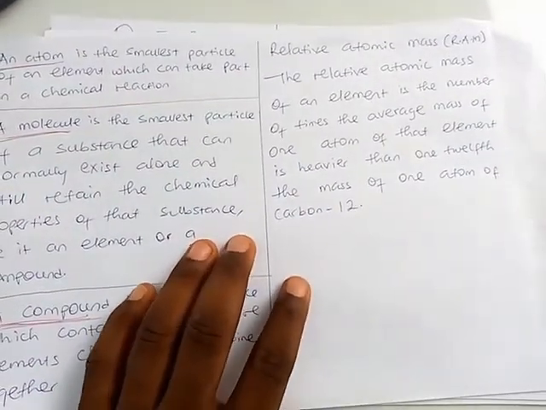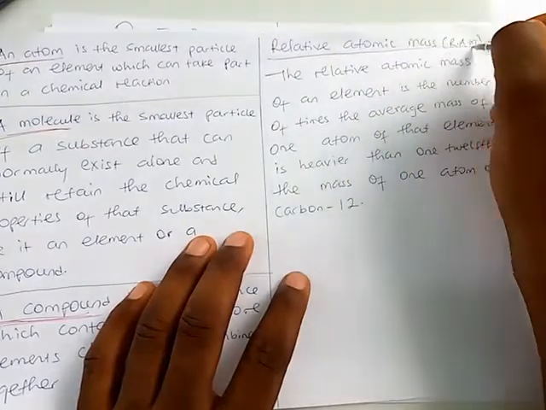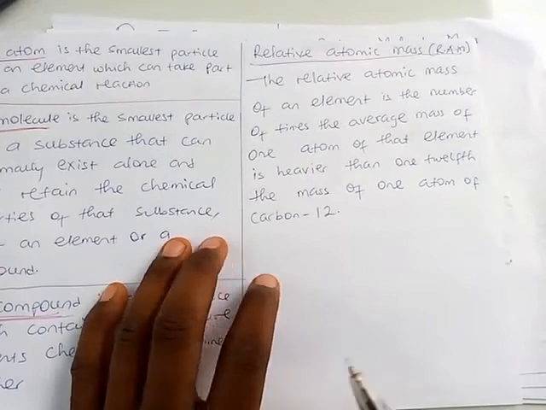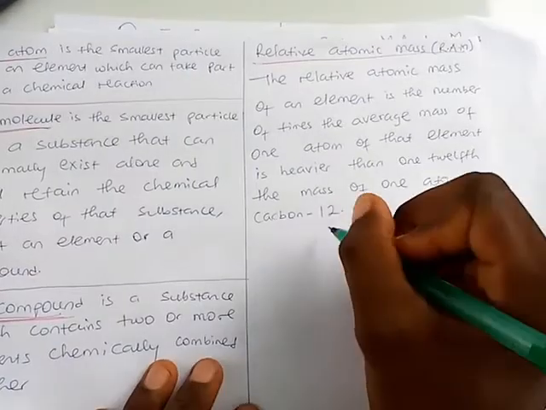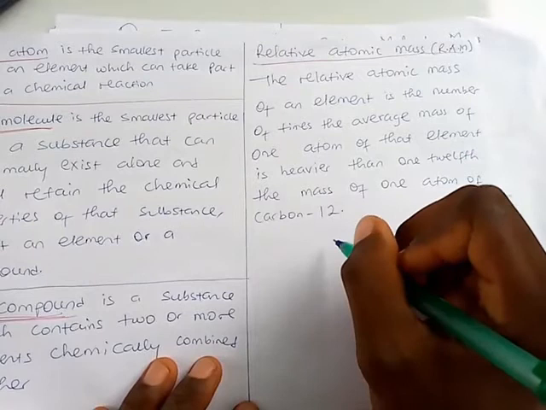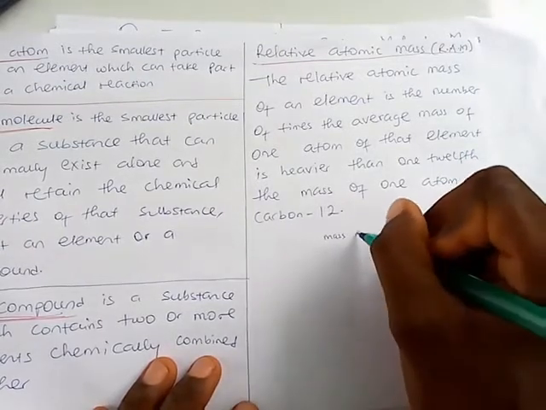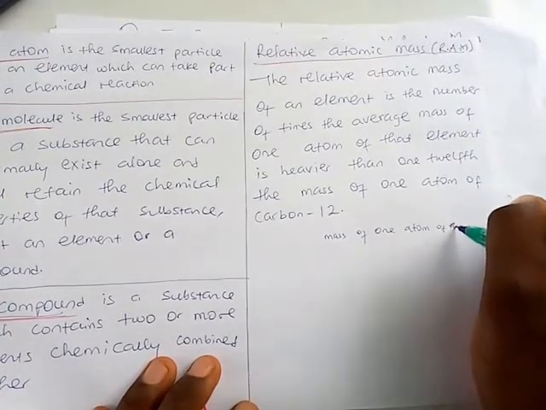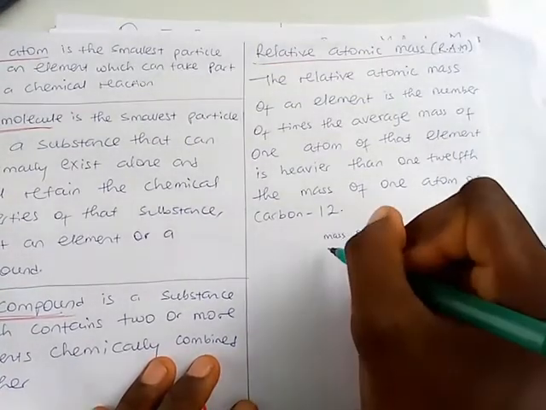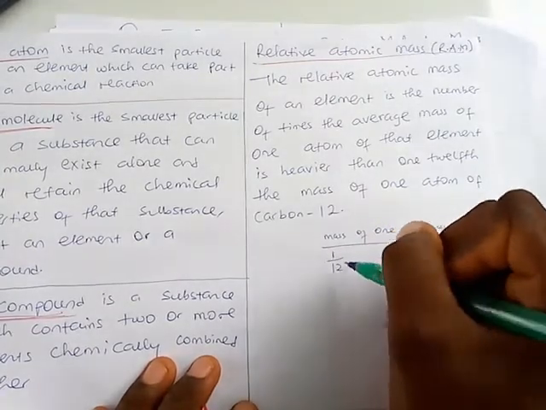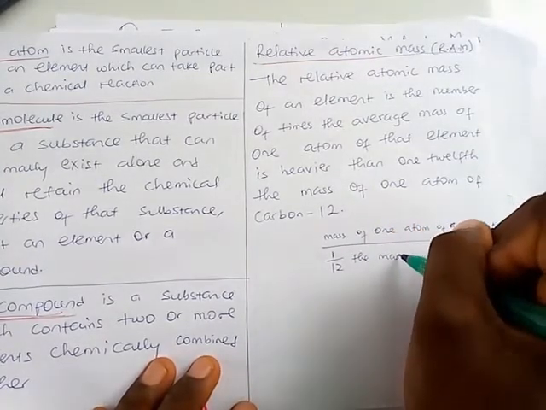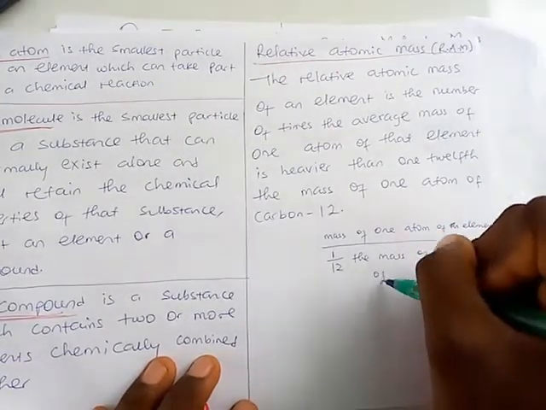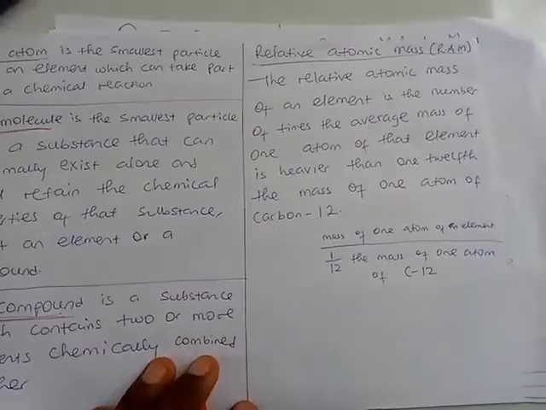Now, this is a written definition of relative atomic mass. It can be represented as the mass of one atom of an element all over 1/12 the mass of one atom of carbon 12.